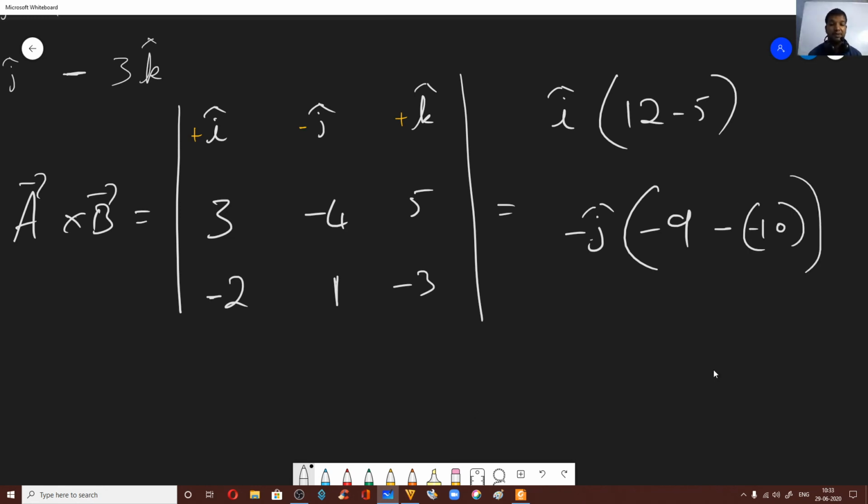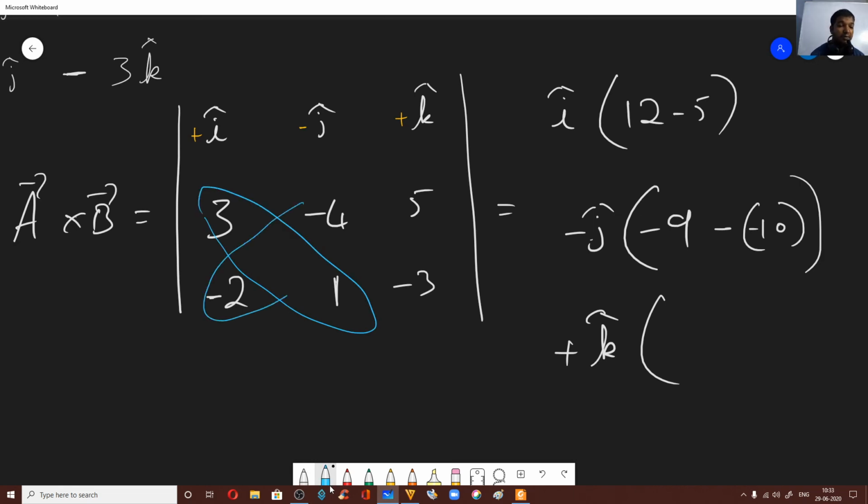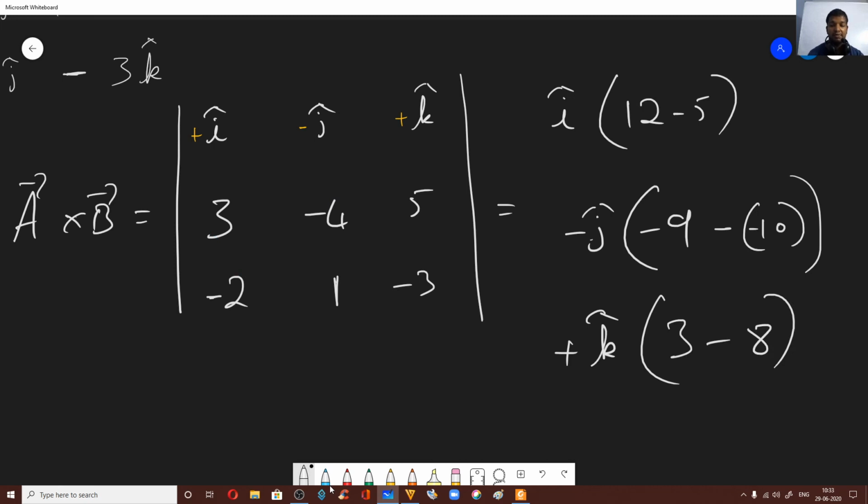Okay, then the last one is k cap. Now we have 3 into 1, then minus of minus 4 into minus 2. So 3 minus 8 we will get, correct? Yeah, 3 minus 8 we will get. So 3 minus 8, right?